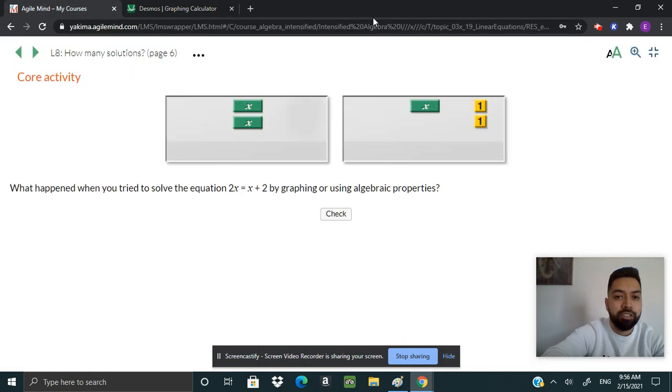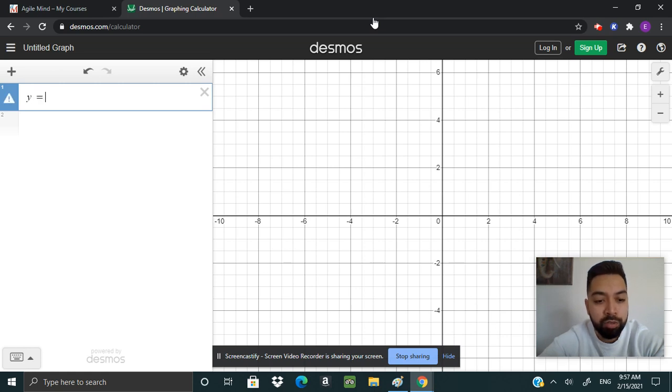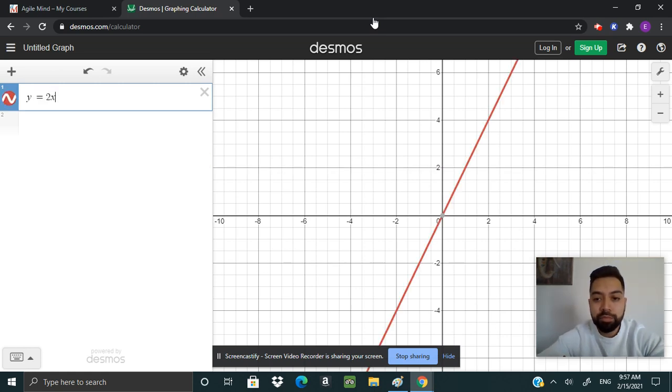Okay, so let's take a look at these equations. 2x equals x plus 2. Think of these as separate equations, one on the left and one on the right. We're going to go ahead and graph this one here, y equals 2x. You always have to set them equal to y so that your calculator can recognize it. So here we go, y equals 2x. That's what that graph looks like.